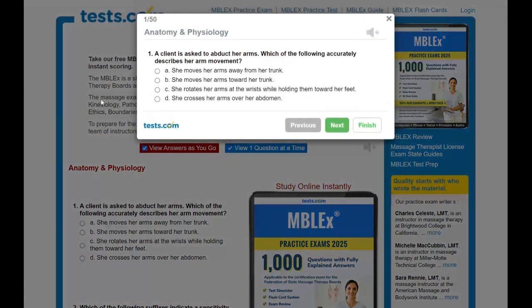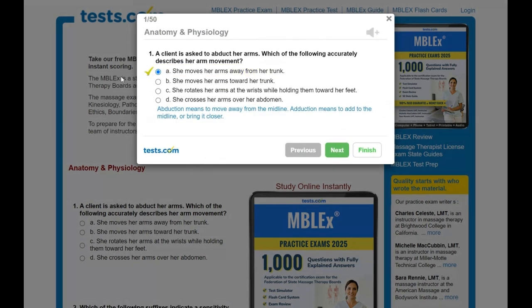Anatomy and Physiology. Question 1. A client is asked to abduct her arms. Which of the following accurately describes her arm movement? A. She moves her arms away from her trunk. B. She moves her arms towards her trunk. C. She rotates her arms at the wrists while holding them toward her feet. D. She crosses her arms over her abdomen.